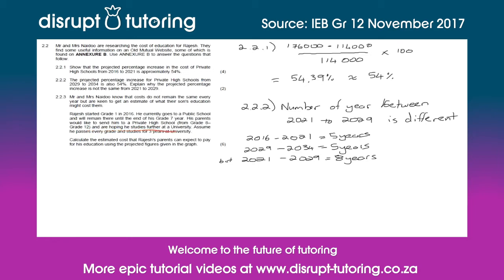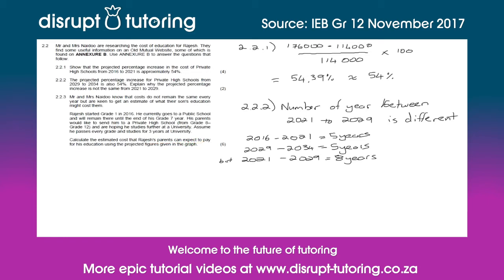They are hoping he then studies further at a university. Assume that he passes every grade and studies for 3 years at university. So using the graph, we now need to calculate the estimated cost that Rajesh's parents can expect to pay for his education.